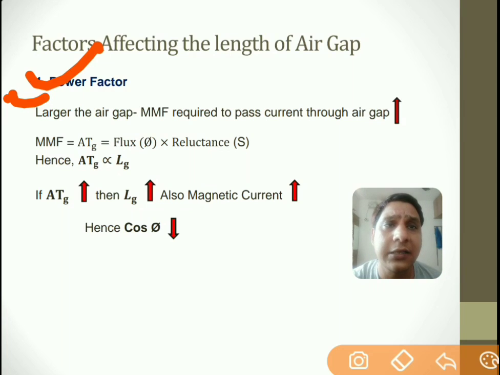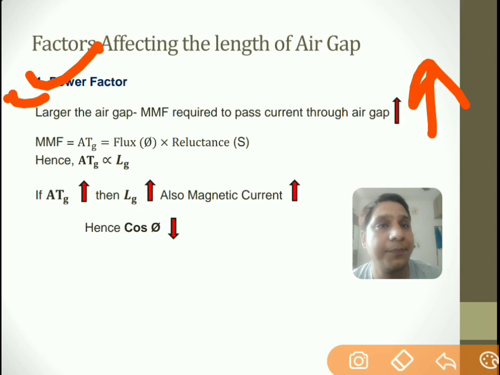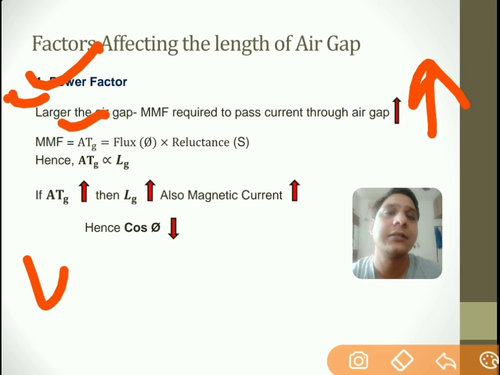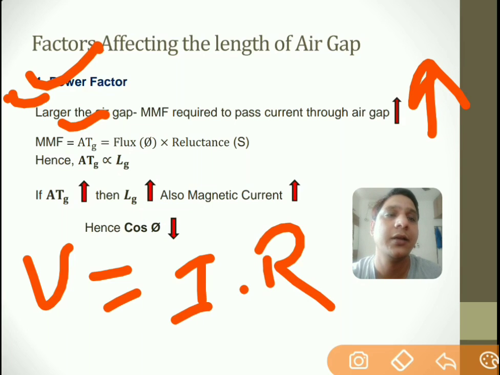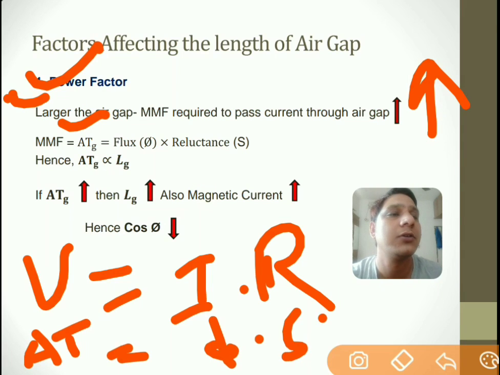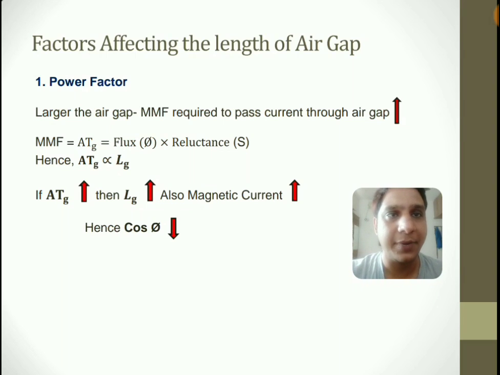The first statement is, the larger the air gap, the higher the MMF required to pass the flux through the air gap. If you have taken a large air gap, then the MMF required to pass the flux through the air gap will be high. MMF is generally represented by ampere turns in the air gap, so I have represented it with ATg, which is the MMF of the air gap. MMF in a magnetic circuit is given by the product of flux and reluctance. It is similar to the formula in an electric circuit, say V equals IR. So in a magnetic circuit, MMF AT equals phi into reluctance S. This comparison is known to all of us, I hope.